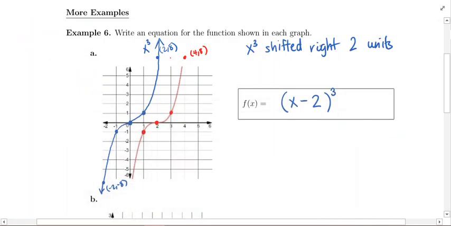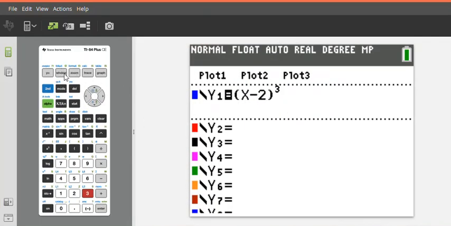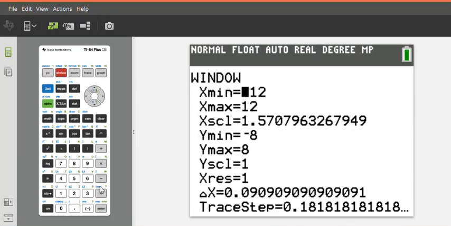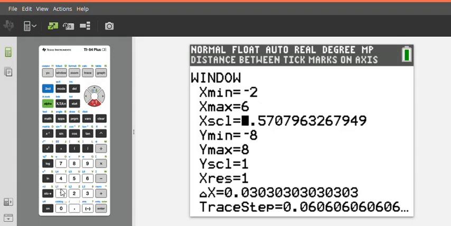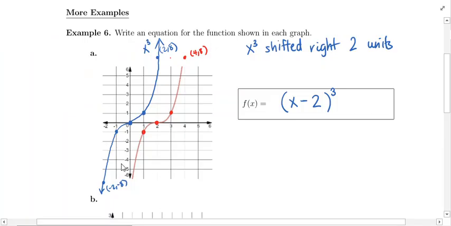You can even go a step further. You can adjust the window, meaning what you see in the x direction and what you see in the y direction. So I'm going to set my x direction to go from -2 to 6, and I'm going to put a tick mark every 1 unit like I see here. So the way you would do that, you would go to window, that's right here, and I'm going to adjust my smallest x value to be -2, my biggest to be +6, and I'm going to put a tick mark every 1 unit.